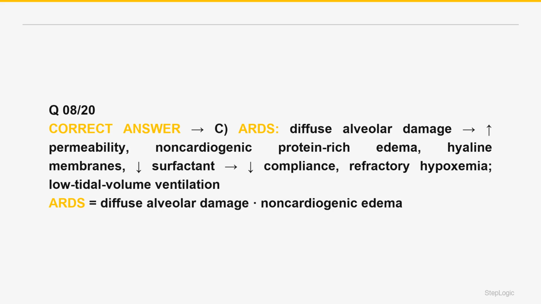A normal wedge pressure distinguishes it from heart failure. Management is supportive with low tidal volume lung-protective ventilation and PEEP to limit further injury. The diffuse alveolar damage, non-cardiogenic edema with refractory hypoxemia, is ARDS.